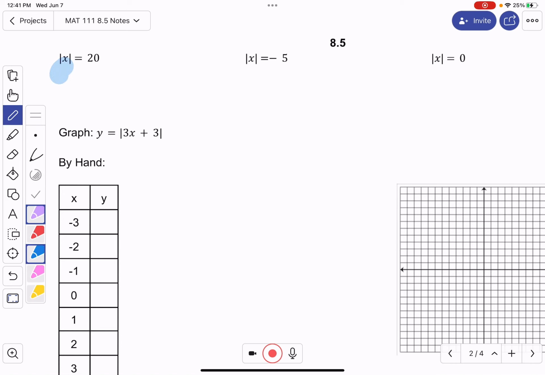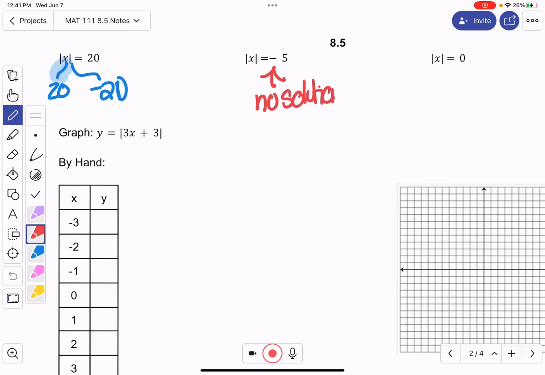So if we put a positive 20 inside that, the absolute value of 20 is 20. We can also put a negative. The absolute value of negative 20 is 20. So when you're taking absolute values, there's always two answers. Now that also helps you think about this. If absolute value is always positive, you can't get a negative, so there would be no solution if it equals a negative number. And then the last point to think about is 0 isn't positive or negative, there's just the 1, so there's only one answer when it's 0.